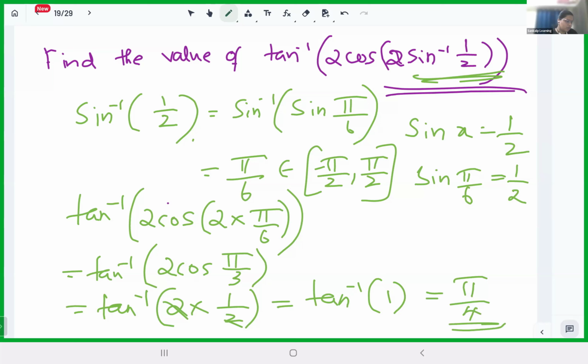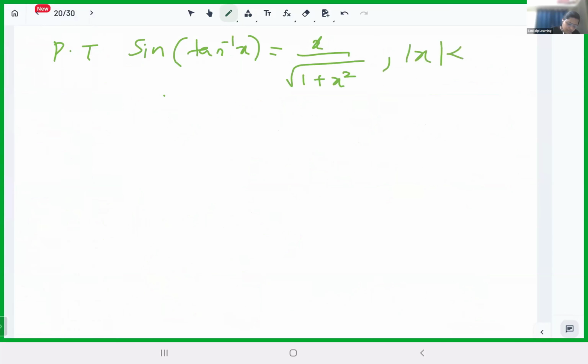All right. Now we are moving on to the last question. Prove that sine of tan inverse x is equal to x by root of 1 plus x square, where modulus of x is less than 1.